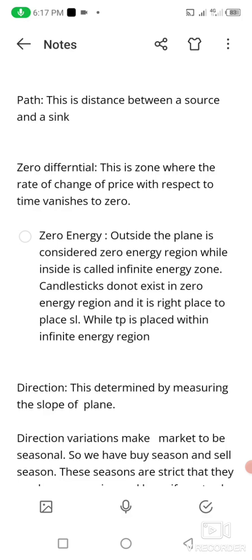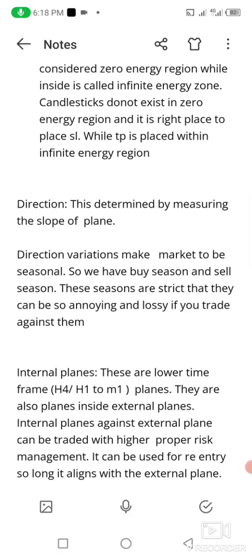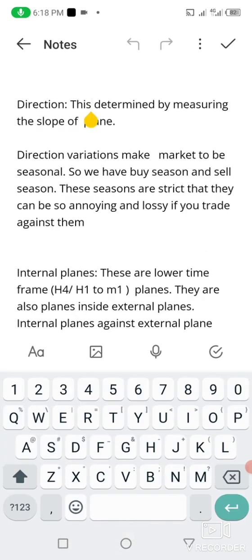That's why candlesticks do not exist in the zero energy region, and it is the right place to put your stop loss. Your take profit is placed within the infinite energy region. That means within the plane, you can put your take profit and you are going to succeed doing that.